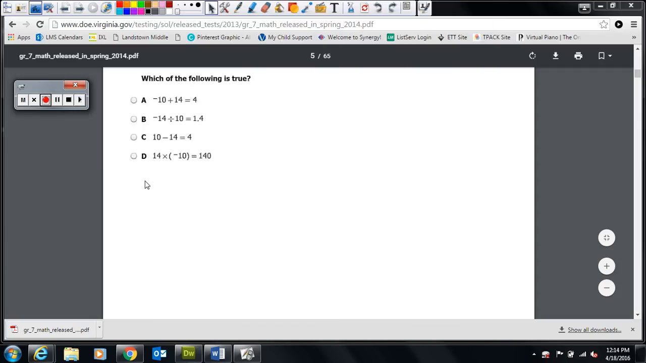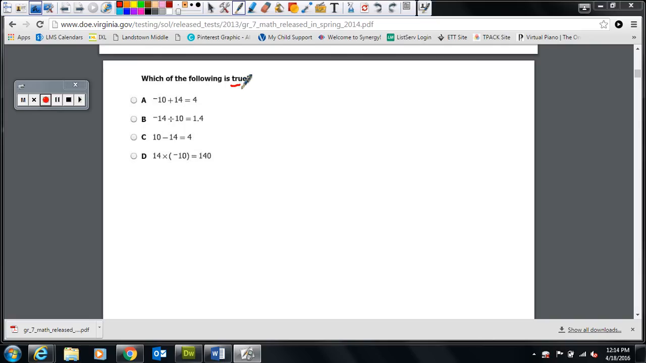All right, so welcome everybody to the first question on the 2014 grade 7 released math SOL test. So the question is as follows: which of the following is a true statement? So the first thing we need to recognize is they're looking for which one of these statements is true. Key factor here. Which one of these is actually true? So let's go ahead and begin with the first choice, saying negative 10 plus 14 equals 4.